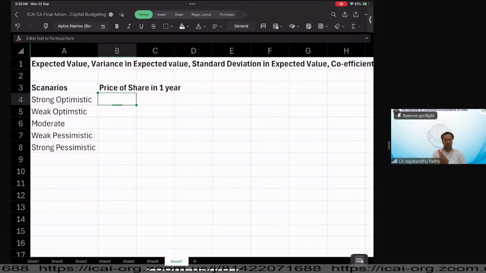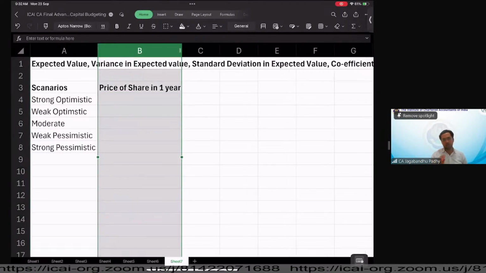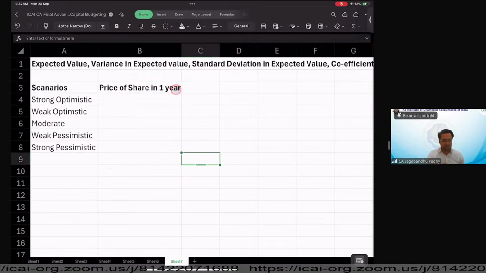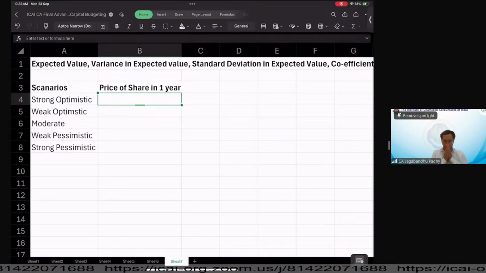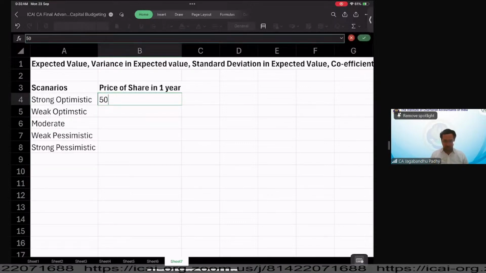Let's say we are expecting that if the market is optimistic, there is a bull run going on, government policies are in favor of this sector or this company, a stable government is there, there is moderate inflation, employment rates are very good. So if everything is turning out to be a rosier picture, then we are expecting the price of the share to be, let's say, 500.